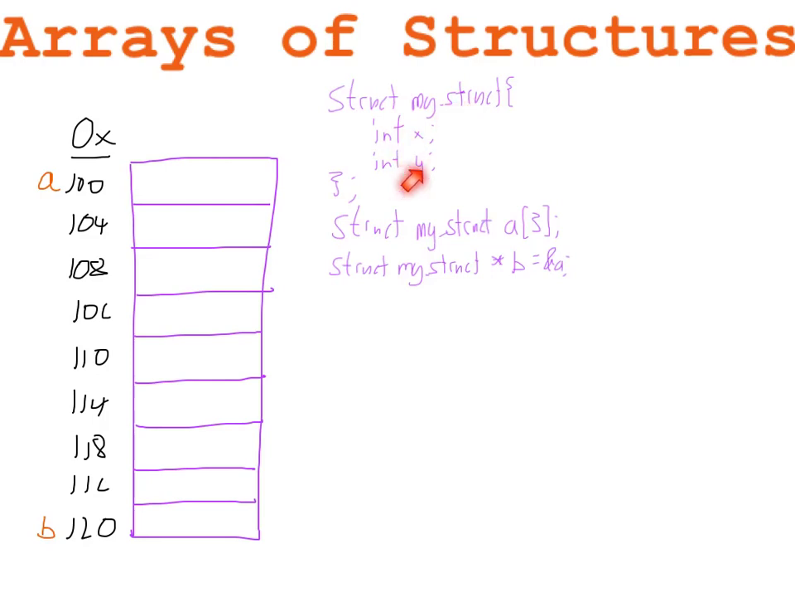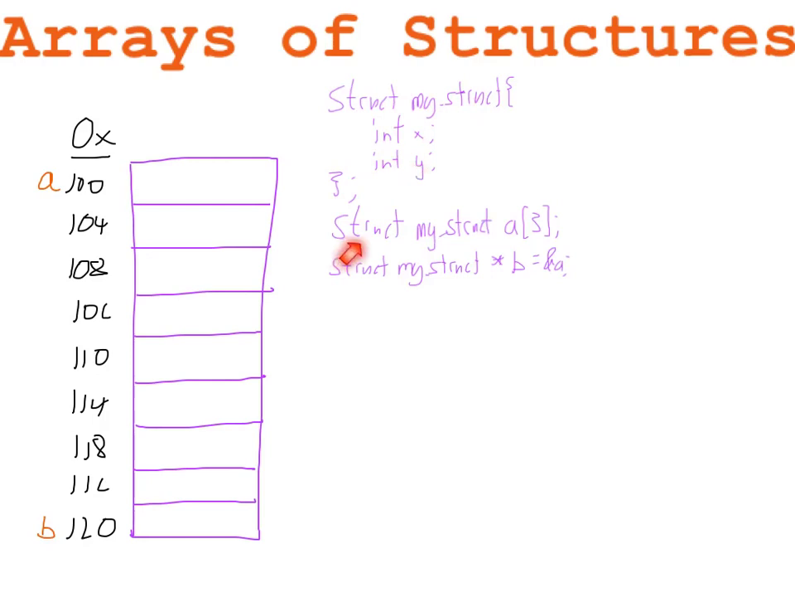You can have whatever sub-element you want in a structure. You can have a structure that consists of other structures. You could have a structure that consists of mixed data types too, like an integer and a character, for example. But in this case, let's say we have a structure with 2 integers in it.